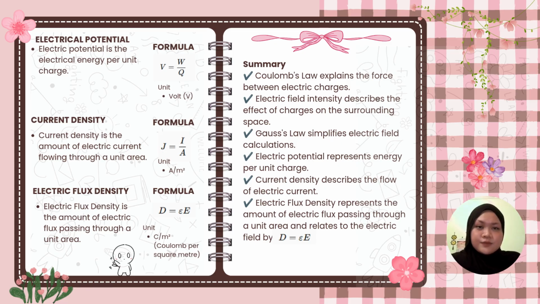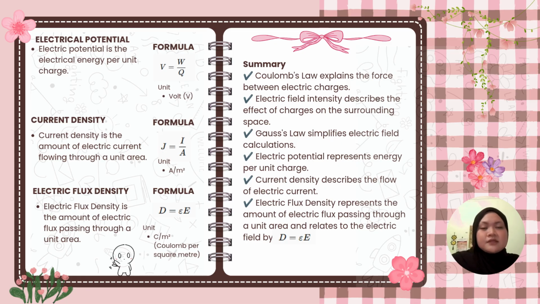And last but not least, we have electric flux density, represented by D. It describes the amount of electric flux passing through a unit area. And electric flux density is related to the electric field by the equation D equals epsilon times E, where epsilon is the permittivity of the medium. And this concept is important because it is used in Gauss's law.